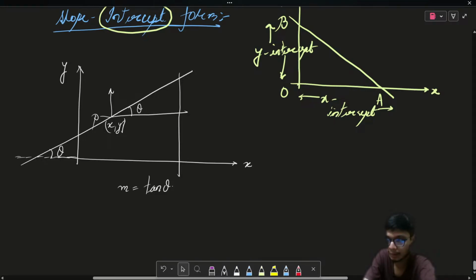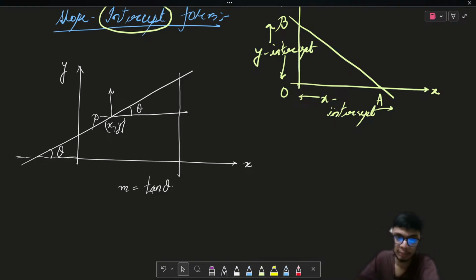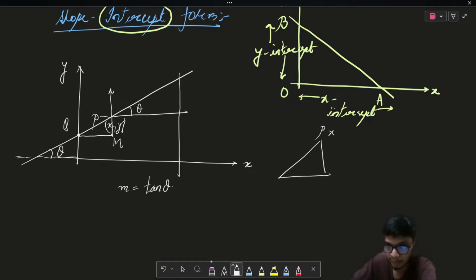Now, let me represent this length. I will take a point somewhere over here, let us say this is point Q, and then I will form this small triangle, and let us call this point capital M. In this small triangle that you can see, the point P is x comma y, this is Q, and this is angle theta. If I try to find this QM distance, it would simply be given as x, because my P has the x coordinate as x.